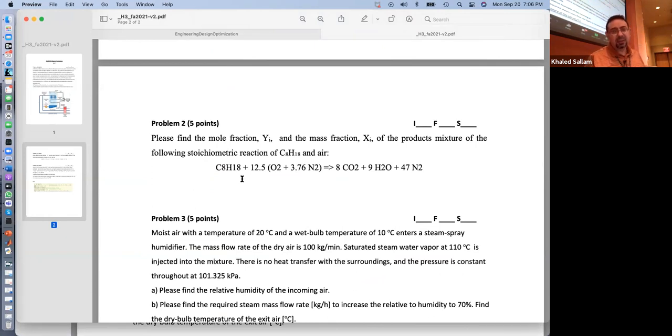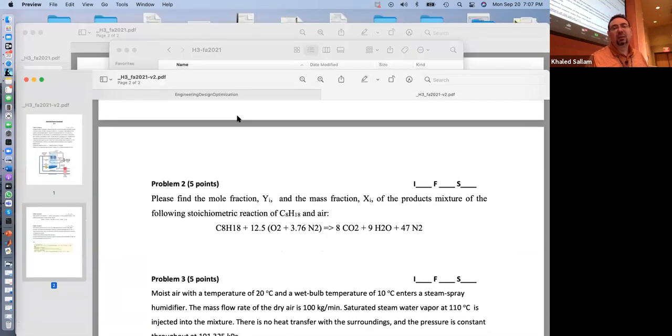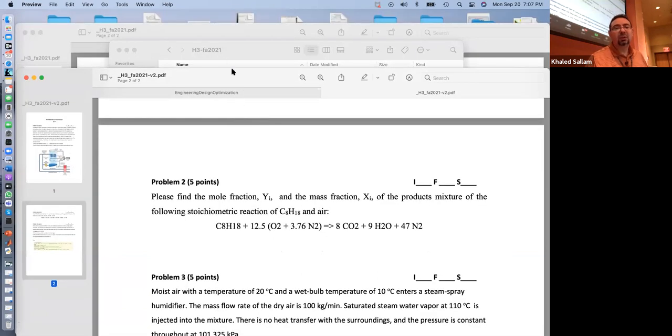Some books use mass fraction MF, for example. But anyway, what is the mole fraction and the mass fraction? The mole fraction of the product is easy. It's 8 divided by the total, right? That is the mole fraction.